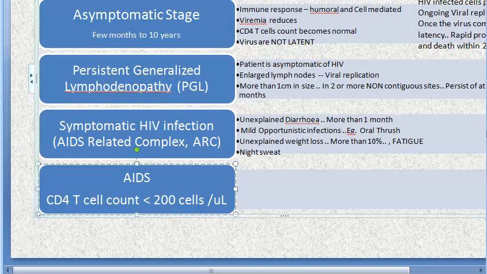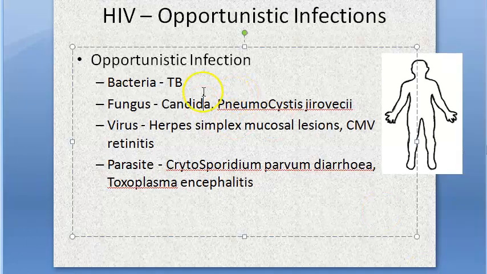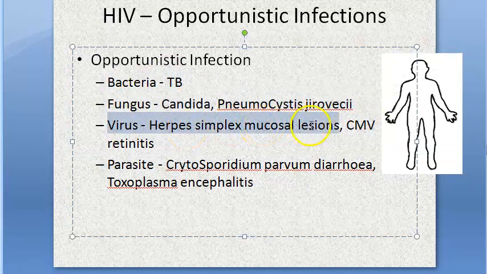Opportunistic infections are not mild. They are secondary to profound immune suppression. Let's just shift focus here and go to the opportunistic infection slide. The opportunistic infections the person develops are bacterial infections like tuberculosis, fungal infections like candida, pneumocystis, viruses like herpes virus can cause mucosal lesions, cytomegalovirus can cause retinitis, parasites such as cryptosporidium parvum can cause diarrhea, and toxoplasma can cause encephalitis.